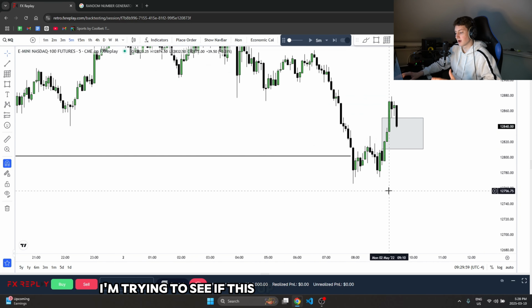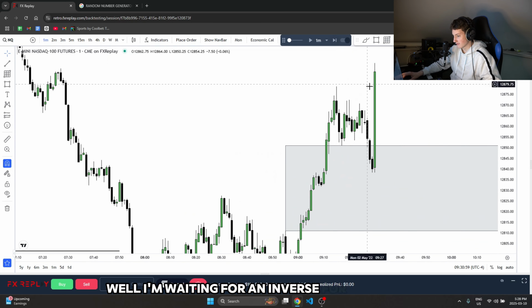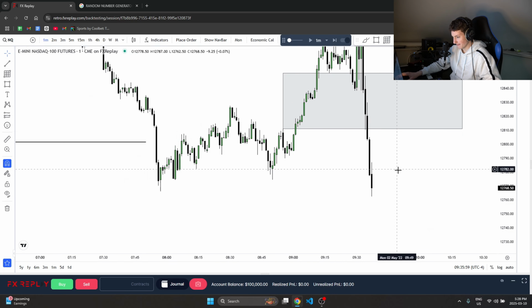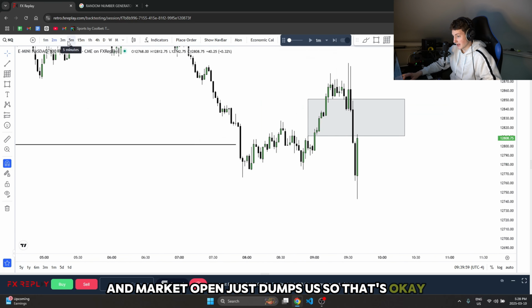I'm trying to see if this up move is going to continue. How do I know if it's going to continue? Well, I'm waiting for an inverse fair value. Wow. Okay, so there's the inverse. Unfortunately, I can't get in because I would only get in below this high here. Looks like we're probably just going to maybe run, and market open just dumps us. So that's okay. I'm not complaining.